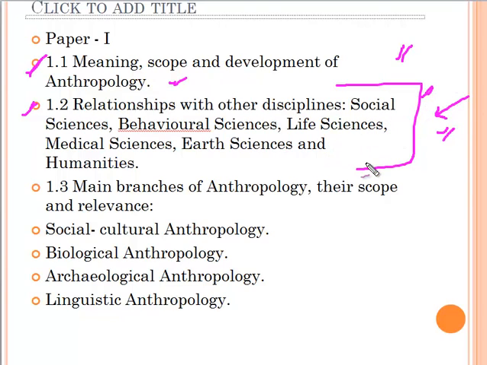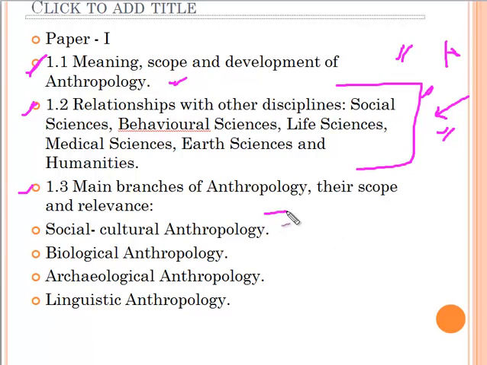Like this year the question was: what is the difference between sociology and socio-cultural anthropology, or sociology and anthropology, what is the basic difference? So this question will come under 10 marks, and if you have mugged up all this, you will be able to answer it. Then 1.3 is main branches of anthropology, their scope and relevance.